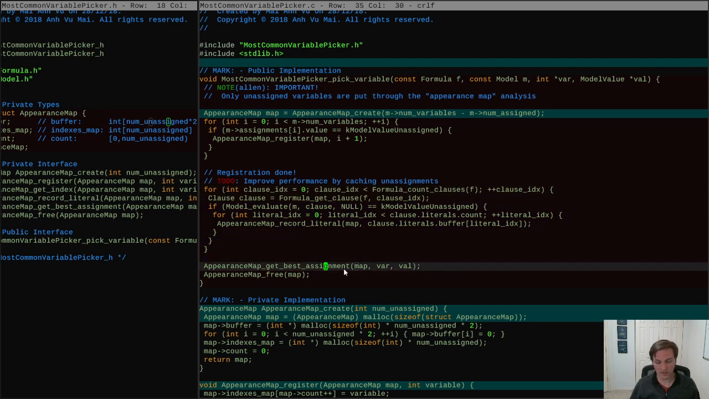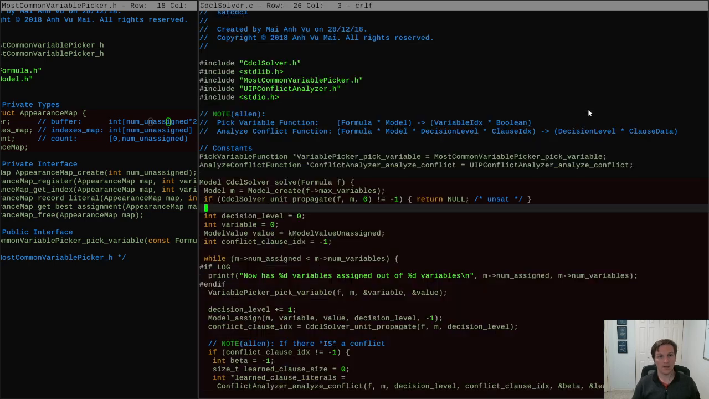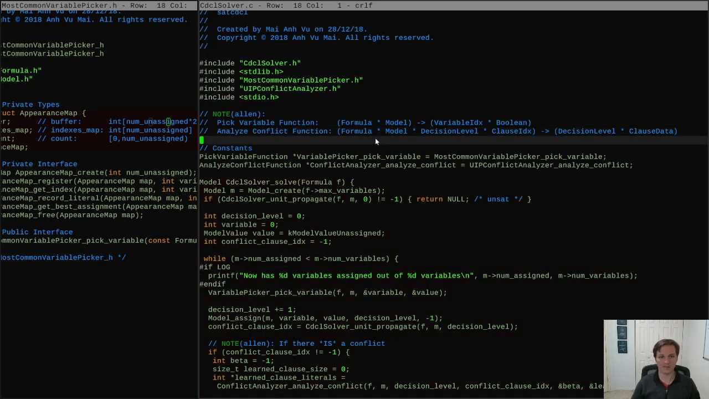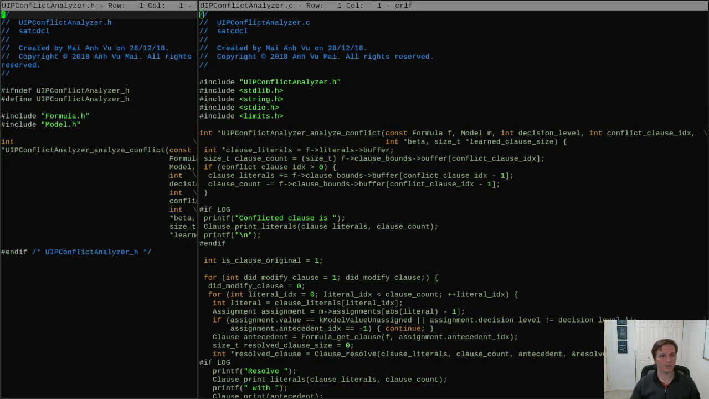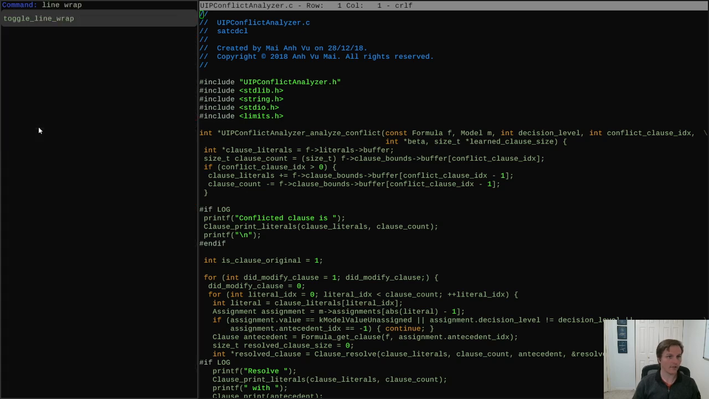And then it figures out the best assignment. We already figured out how that part works, and that sets that. Okay, so we now know how the pick variable part works. Done. Back here, the other thing we wanted to look at was the analyze conflict function, and I'm going to pull that up, but once again, I need a breather. So I'll just hang out for a sec.